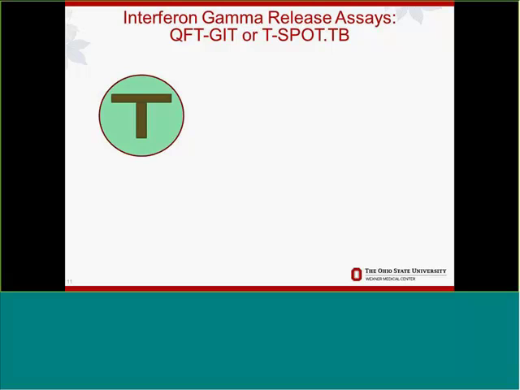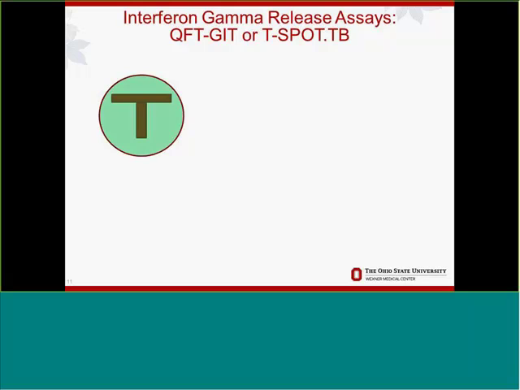The second set of tests that we frequently use are the interferon gamma tests, the QuantiFERON testing, or the T-SPOT.TB. The QFT-GIT stands for the QuantiFERON-TB Gold In-Tube, and the T-SPOT.TB test is named after the way in which the testing is done, and it leaves a spot, and they actually measure the size of the spots and the number of the spots. And so that's the way that they get the name of that test.